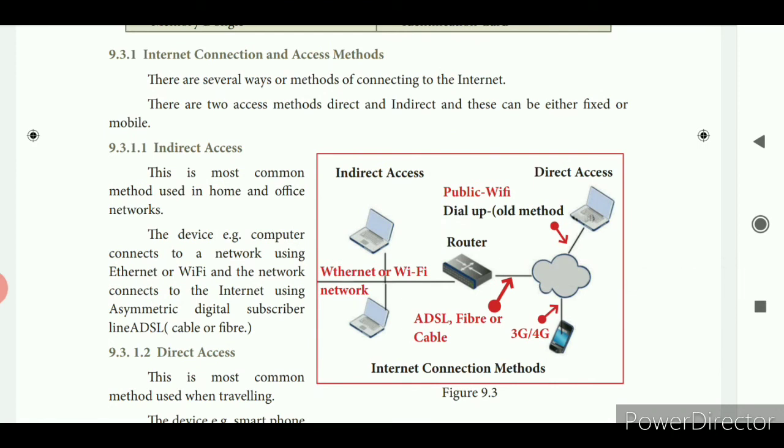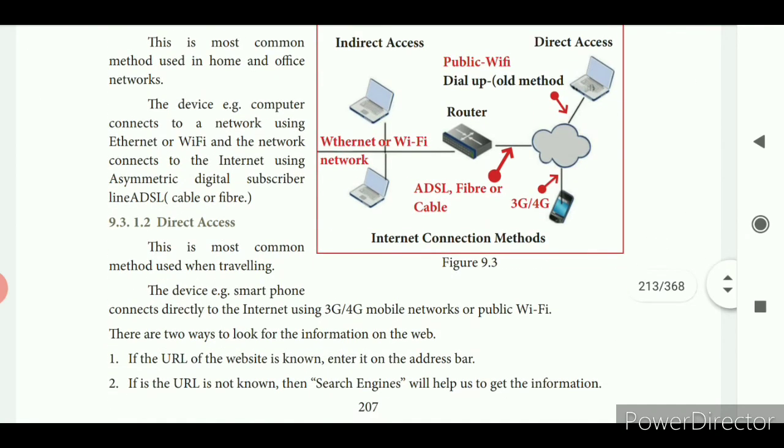So the first one is indirect access. This is the most common method used in home and office networks. The device, for example a computer, connects to the network using Ethernet or Wi-Fi. The network connects to the internet using the asymmetric digital subscriber line. That is a cable connection, cable or fiber connection. It is ADSL. ADSL means asymmetric digital subscriber line.